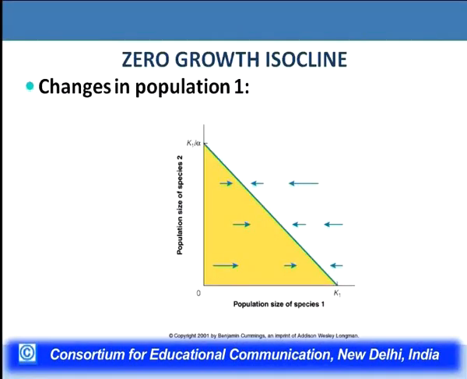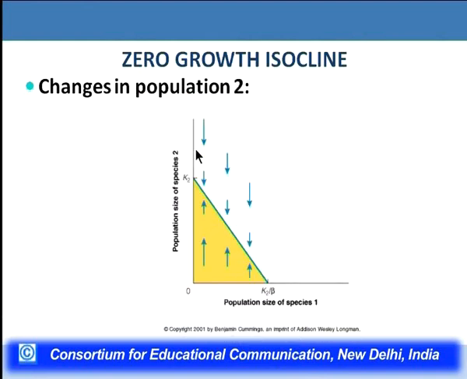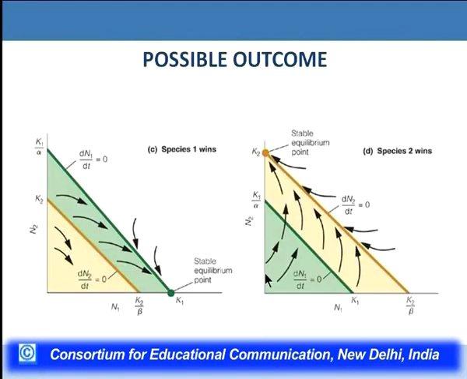This figure just represents the same thing which I have already talked about. K1, the notation of importance is K1 here, K1 and K1 by alpha, and K2 and K2 by beta. Now we come to the possible outcome. The first possible outcome is when species 1 wins.